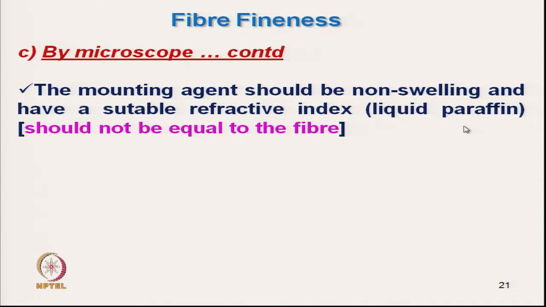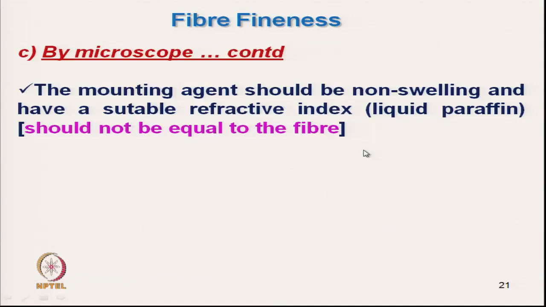Now, why refractive index? It is extremely important, because if the refractive index of the mounting agent is equal to that of the fiber, then the problem is that the fiber will not be visible, it will be optically dissolved, totally vanished, and we will not be able to see it. So, the fiber refractive index should not match the refractive index of the mounting agent. This technique we use when we measure the fiber cross section, and by optically dissolving a few fibers, we can see the other fibers.